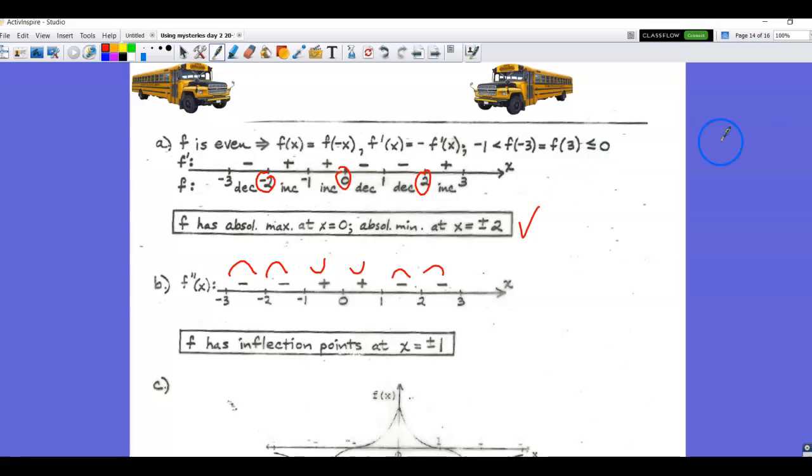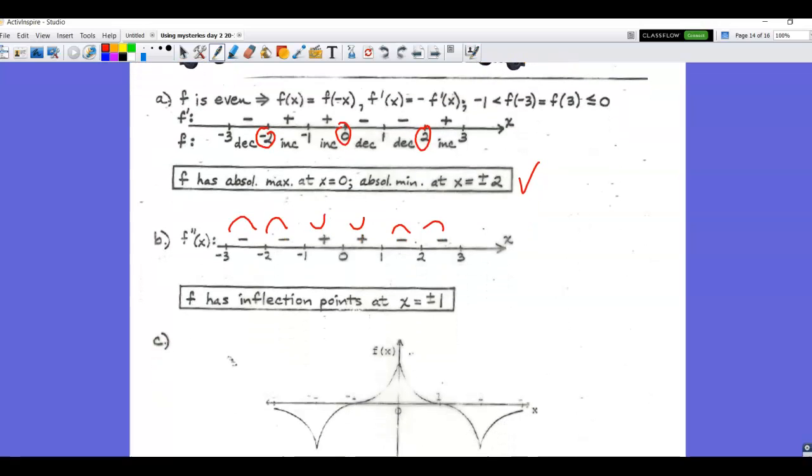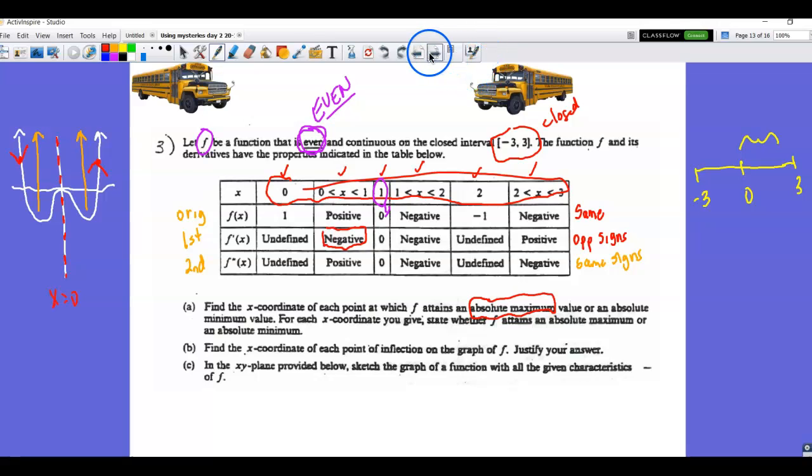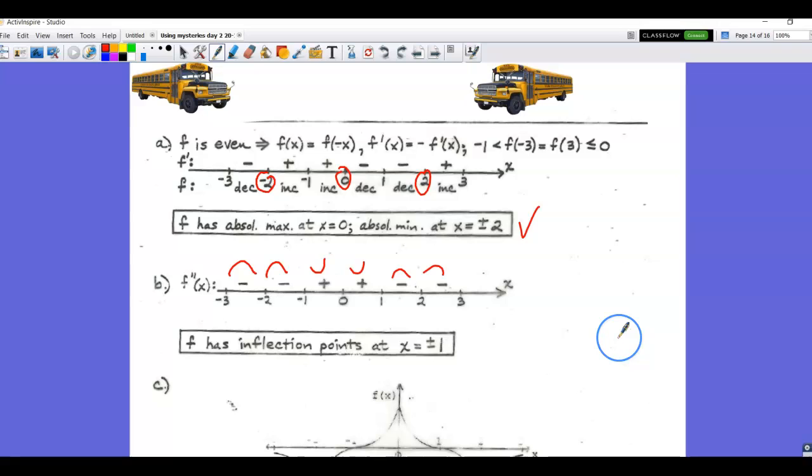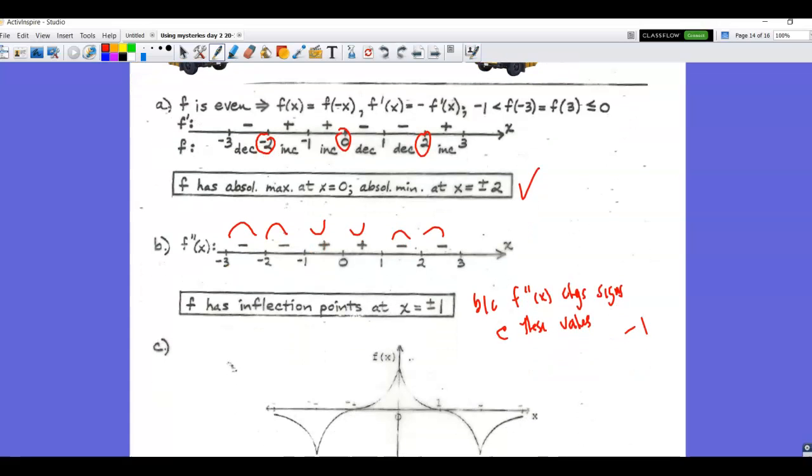For letter B, we are looking for points of inflection, and so that's why I created my second derivative number line, and I'm looking for where the second derivative changes sign, which occurs at x equal to -1 and 1. Did they ask for justification? Yes, they did. Shame on me, I don't have a justification. That would be, well, this is not my work, because the second derivative changes signs at these values. So I'll give myself a -1 for not writing my justification, maybe -2.